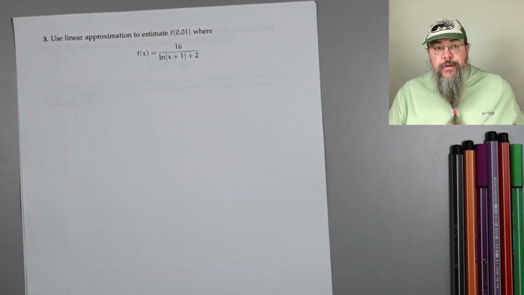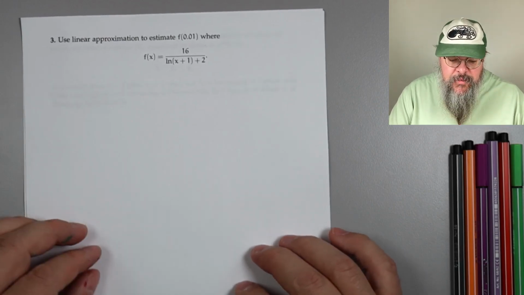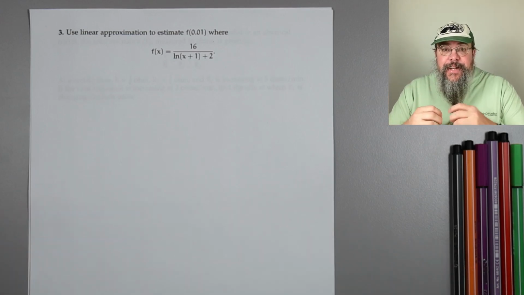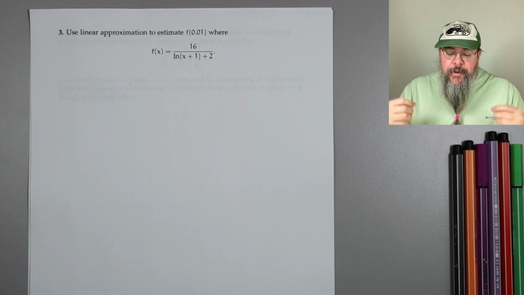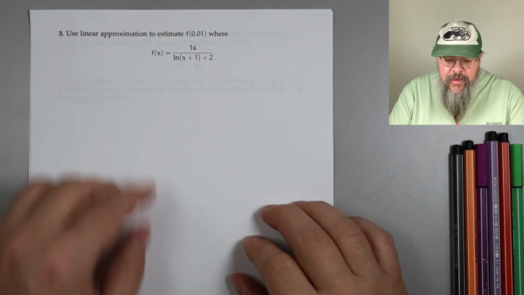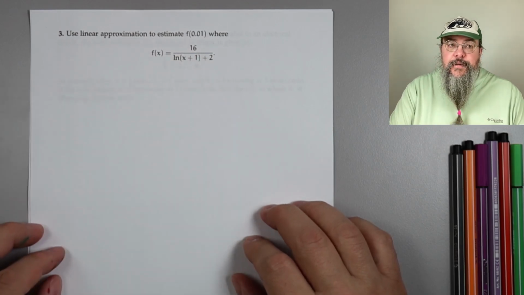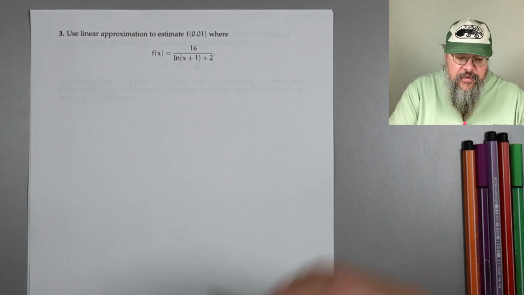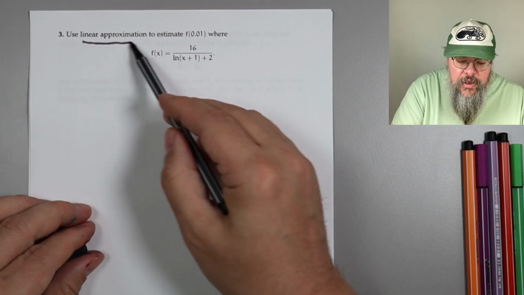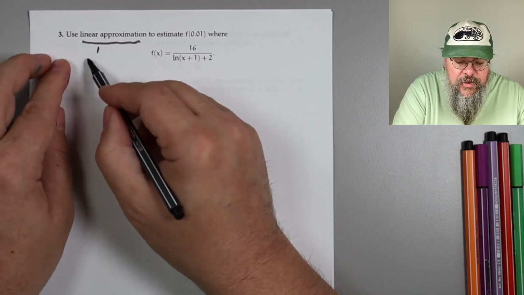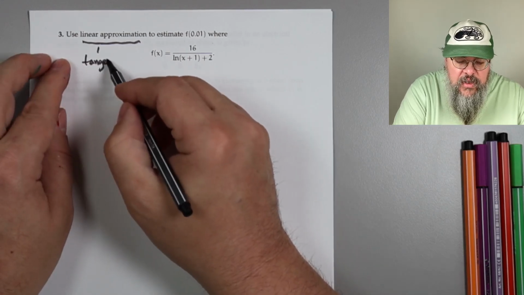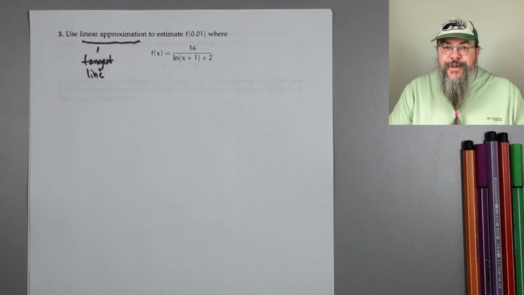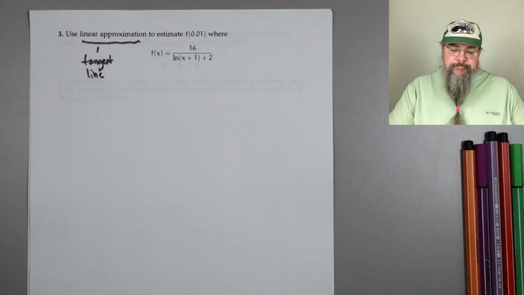And we're ready to go on to our next problem, where we use linear approximation to estimate f of 0.01, where f of x is 16 over log x plus 1 plus 2. Now, when we see the words linear approximation, we know it's really saying, hey, this is just code for tangent line. So there's a clue. Line shows up in linear approximation.